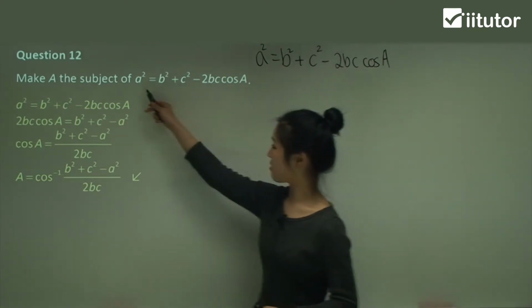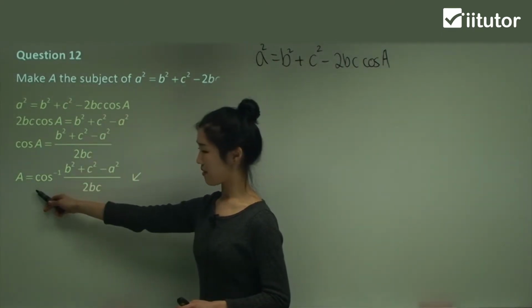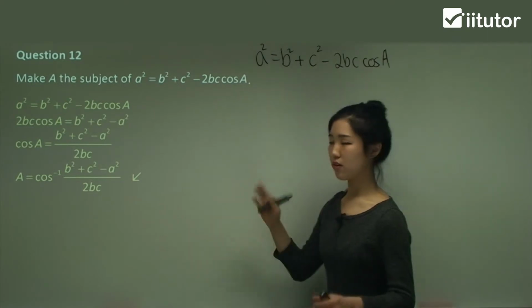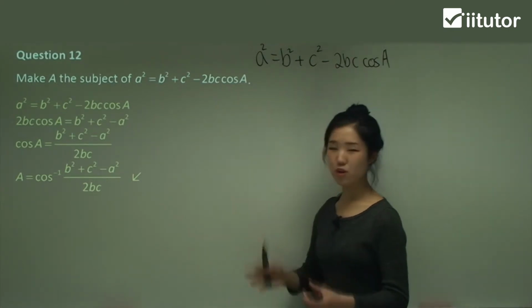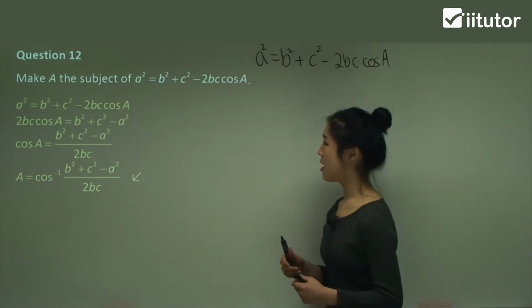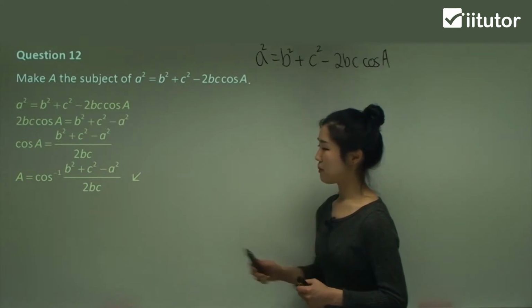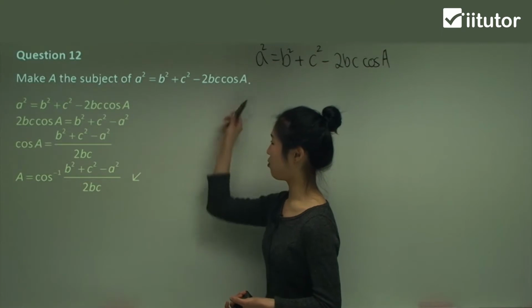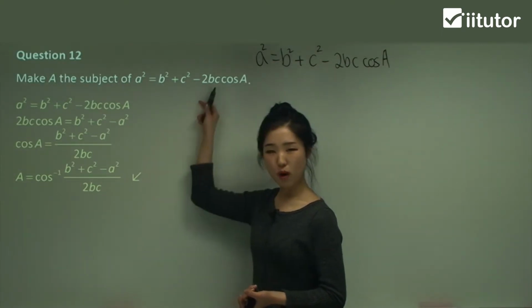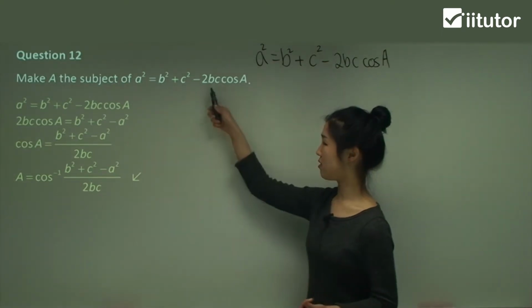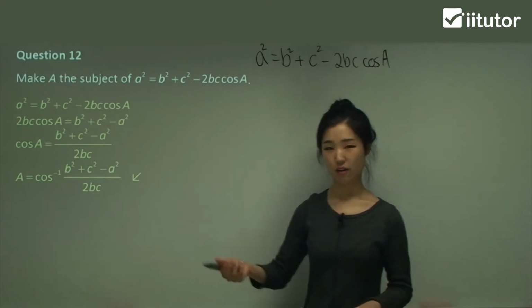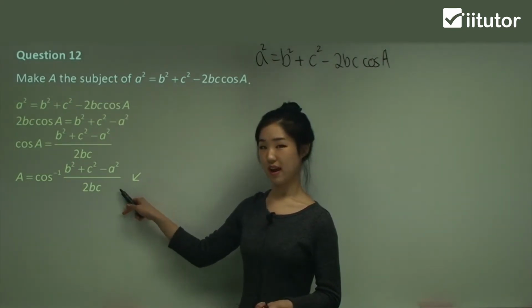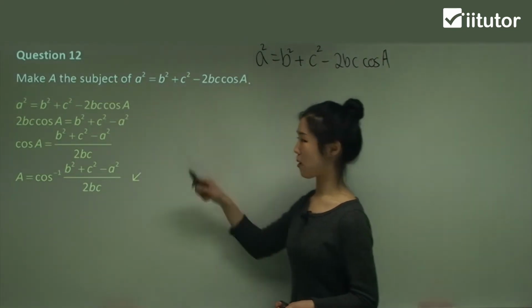In this case, a squared is the subject, and in this case, capital A is the subject. So it doesn't really matter. Up to you. What's comfortable for you is best. But some people do like to memorize both. It's not very hard once you get used to this one first. If you memorize both, if you're asked to find the side, you use this one. And if you're asked to find the angle, you use this one. That's why some people like to memorize two.